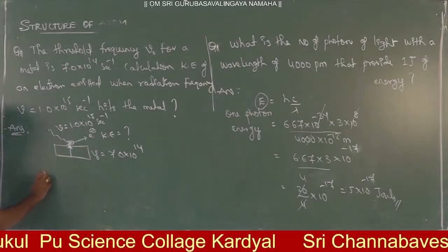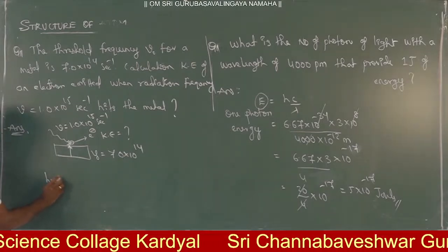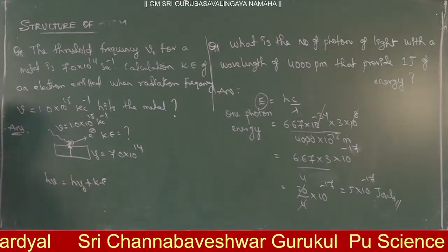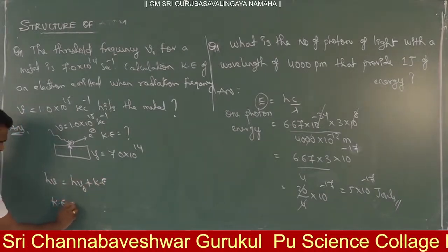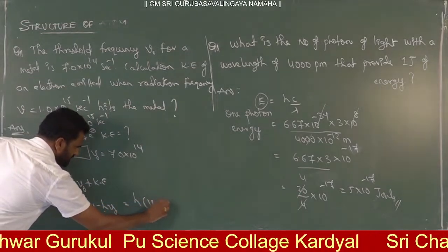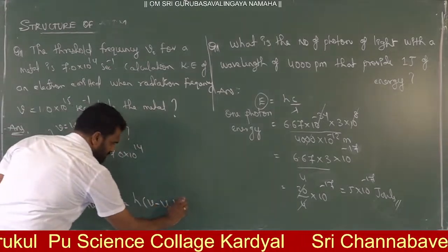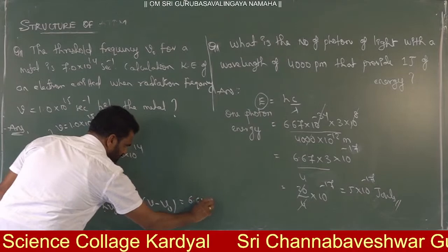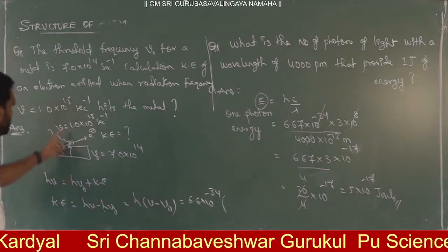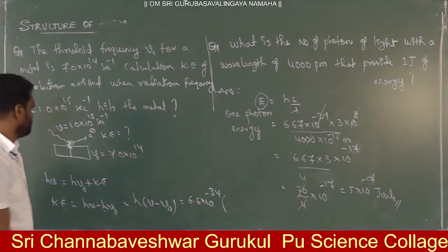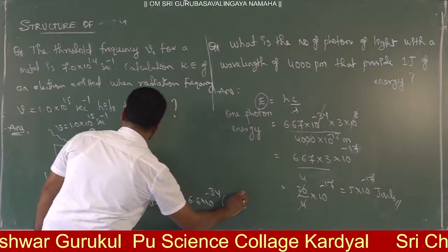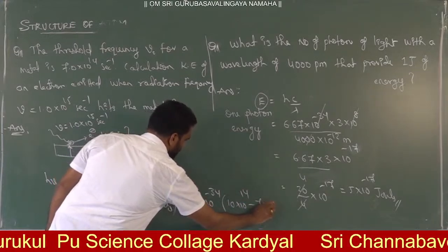Then what will be the formula? Already you know that. h nu equals h nu naught plus kinetic energy, that is E equals E naught plus kinetic energy. Then kinetic energy equals h nu minus h nu naught. Then you can take h common: h times nu minus nu naught. Then you put the values here. h is the Planck constant, 6.6 into 10 power minus 34, into nu value 10 power 15, which I will write as 10 into 10 power 14, minus 7 into 10 power 14.